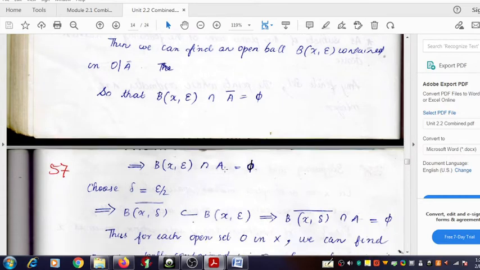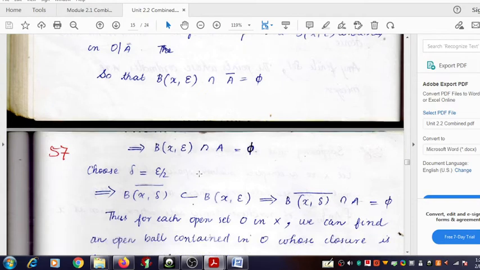Therefore this implies that B(x, epsilon) intersection A is also empty. It's because closure A contains A and all the limit points of A, so A is a subset of closure of A. Since A is a subset of closure of A, the intersection of the open ball with A also will be empty.